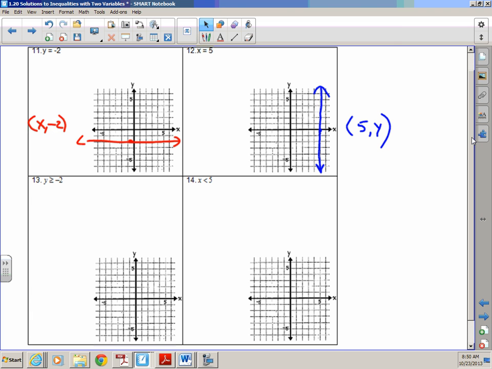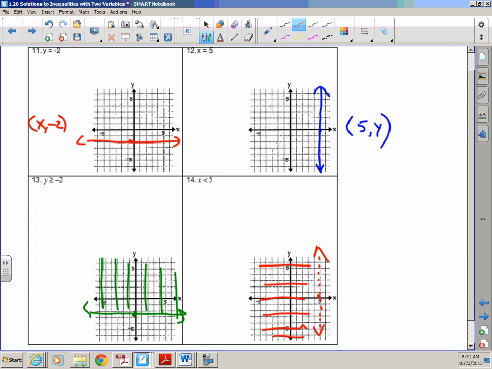Now, how do I do that with an inequality? Well, I'm going to go to the same point, -2. It's got the equal sign there, so it's going to be solid. And then it says greater than or equal to. I'm going to shade above. Every y value above this line is greater than -2. And then finally, x is less than 5. Since there's no equal sign, it's dashed. Since it's less than, I shade to the left. Every x value to the left is less than 5.